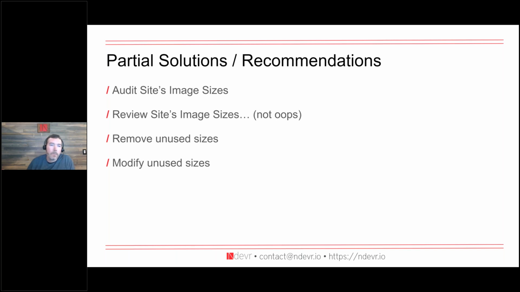Then you review the site's images again, and that's not an oops, it's saying do it again, because other things add them later on, and I'll show you how and when that's happened recently. So the two actual solutions are, you can remove the unused sizes. Once you have the audit, you can just remove them, and I'll show you how to do that. It's real simple. Another option is to modify the unused sizes, so you can combine them to have fewer images on the server.